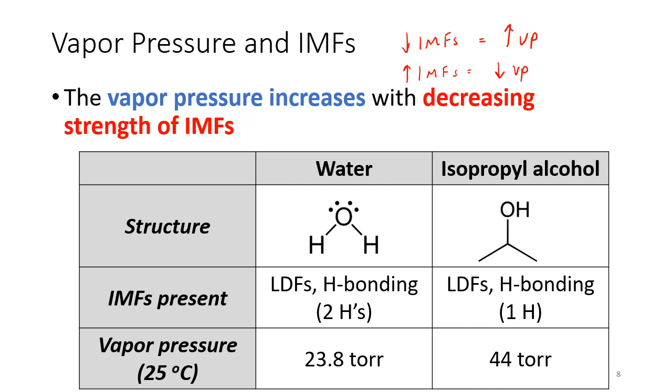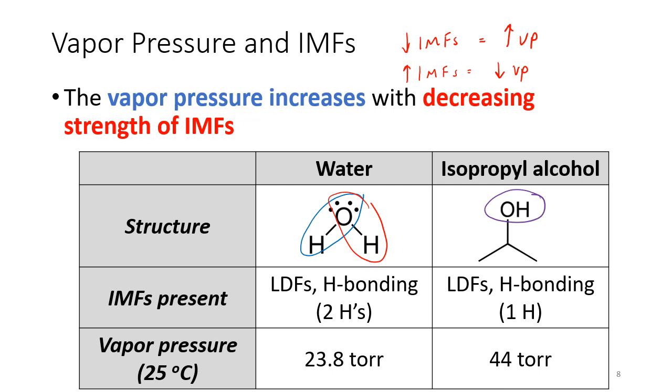We can compare the structure of water and isopropyl alcohol. Water and isopropyl alcohol both have hydrogen bonding. Water has 2 hydrogen bonds per molecule, whereas isopropyl alcohol only has 1 hydrogen bond. They both also have London dispersion forces. But hydrogen bonding is the strongest intermolecular force present, and therefore the fact that water has 2 hydrogen bonds will make its overall intermolecular forces stronger than isopropyl alcohol.